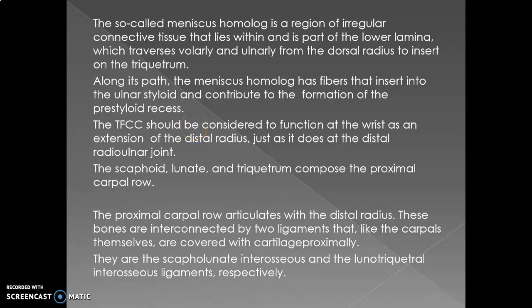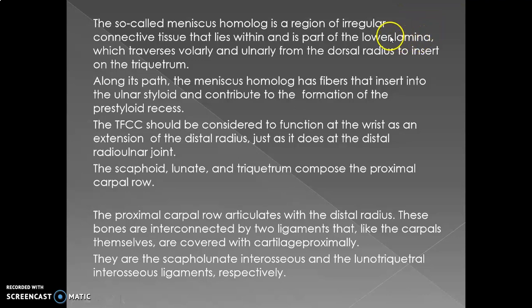Dear students, we are in the third part of the wrist and hand complex. So, continuing from the second part, the so-called meniscus homologue is a region of irregular connective tissue that lies within and is part of the lower lamina. We have already talked about the upper lamina and the lower lamina.